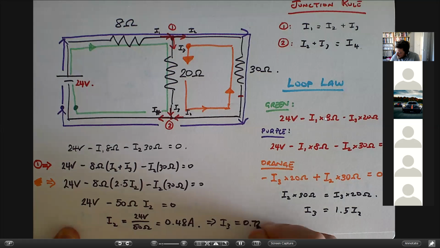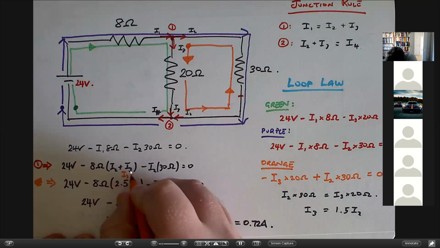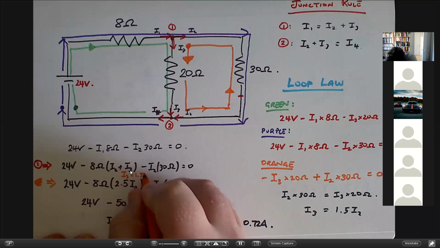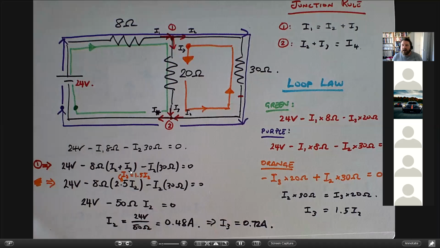So where did you get that I2 plus I3 is equal to 2.5 I2? Isn't it 1.5? Well, I3 is 1.5. Oh, no. So would it be 3, sir? Sorry, hold on. Let me go. I3 equals 1.5 I2. Yeah. And then we add on another I2. So I2 plus 1.5 I2 is 2.5 I2.